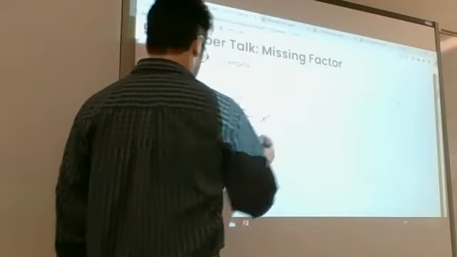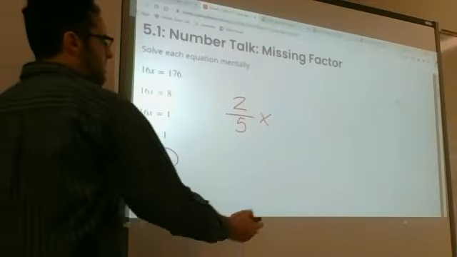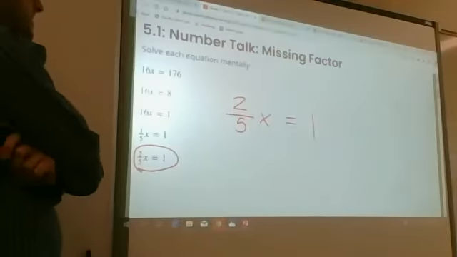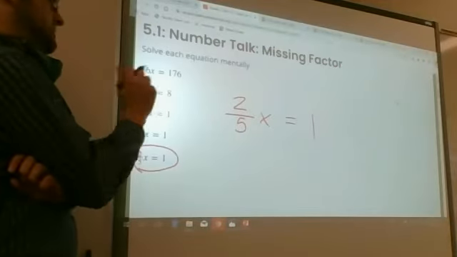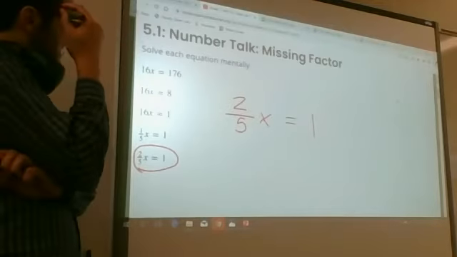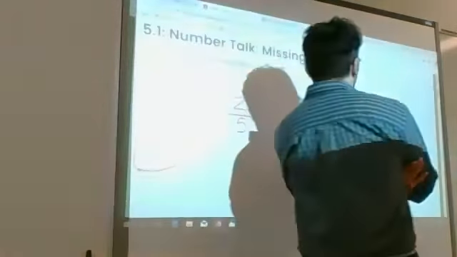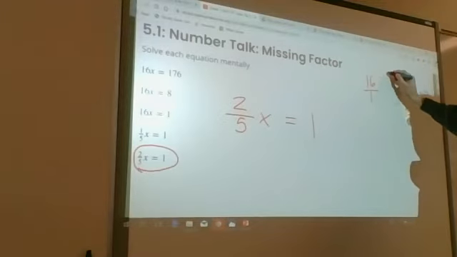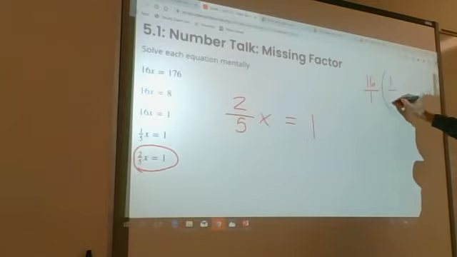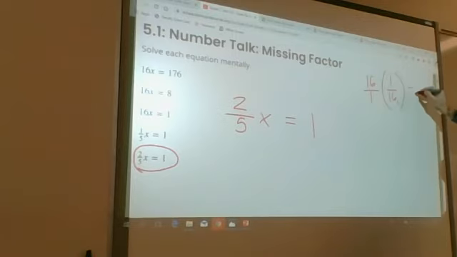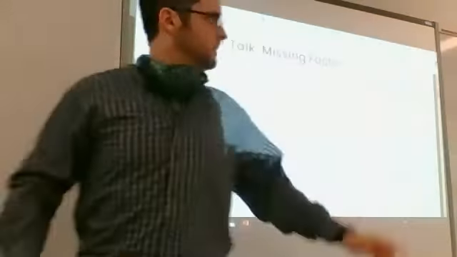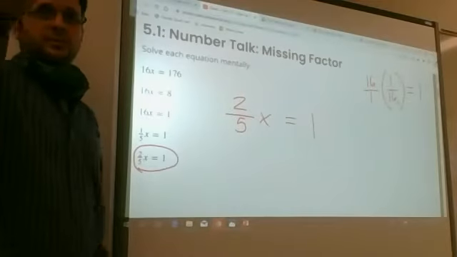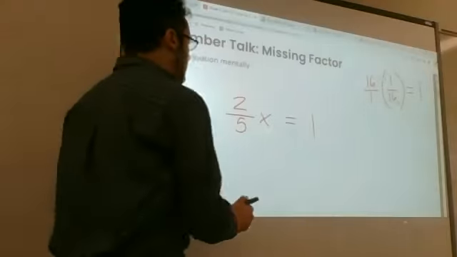2/5 x, the last problem at the bottom right here. 2/5 x equals 1. It's not 10, but you're on the right track. Your thinking is good here. Think about this right here. Think about what we just did. 16 over 1 times 1 over 16 equals 1. Look at that right here and tell me what I need to put here. 10? But I heard it over here and here. 5 over 2.